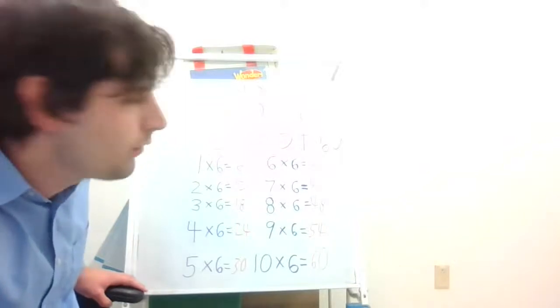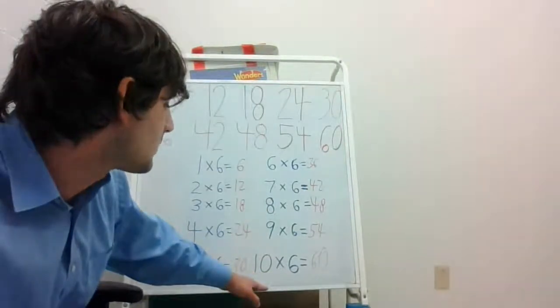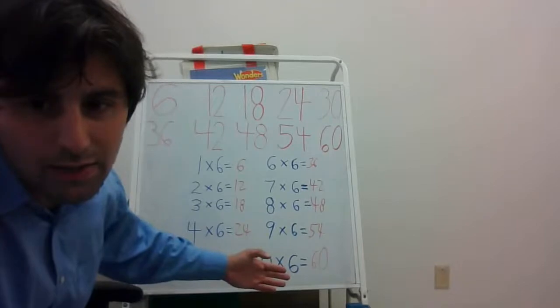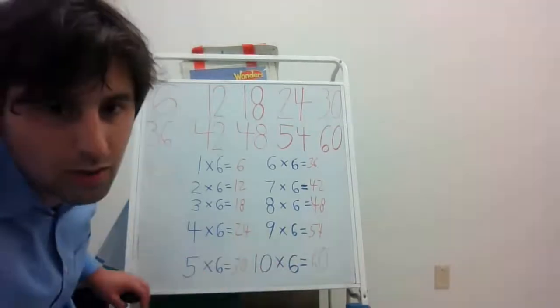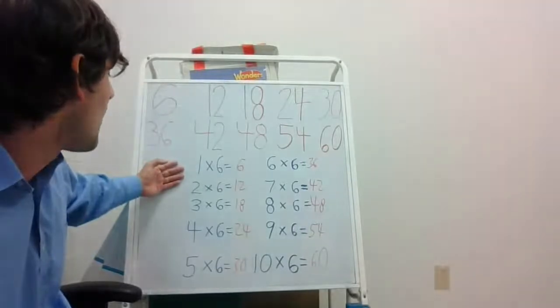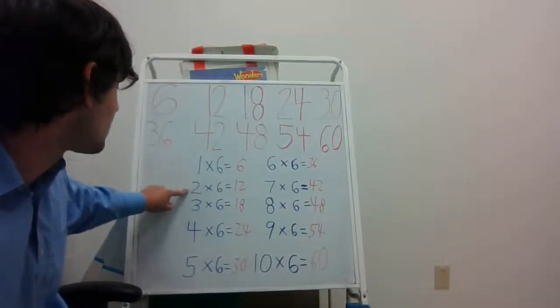6 times 12, well, 10 times 6 is 60, so 11 times 6 would be 6 more than 60. 11 times 6 would be 66. 12 times 6 would be 72. With all of these fact families, the answer to every multiplication problem is 6 more than the previous problem.